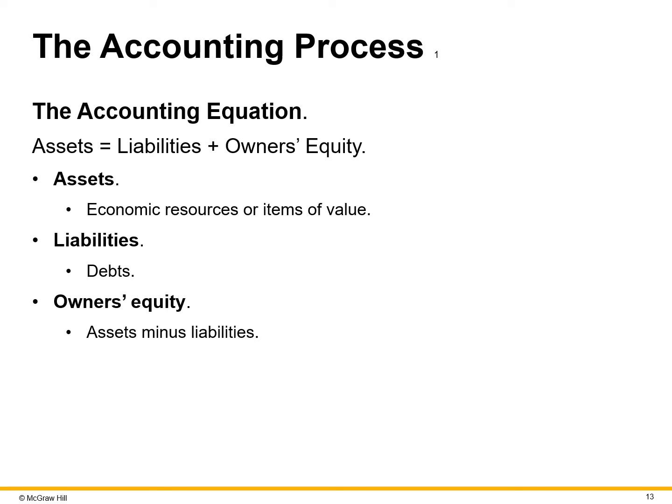The accounting equation is assets equals liabilities plus owner's equity. Assets are the firm's economic resources, or items of value that it owns. Liabilities are debts the firm owes to others. And owner's equity is assets minus liabilities, and includes all the funds that have been contributed to the company that have never been paid back.